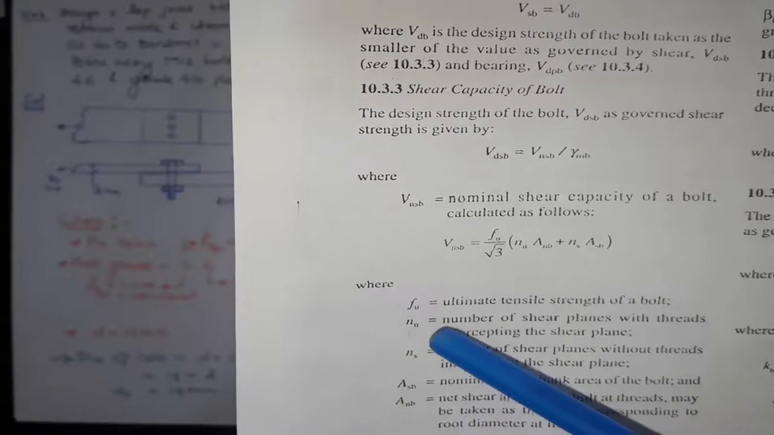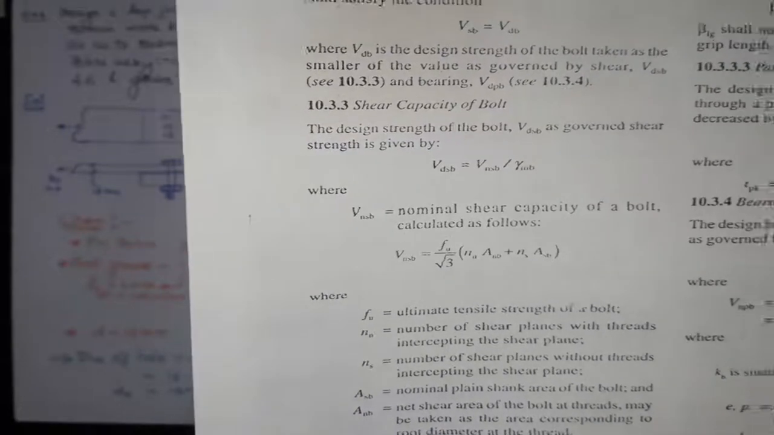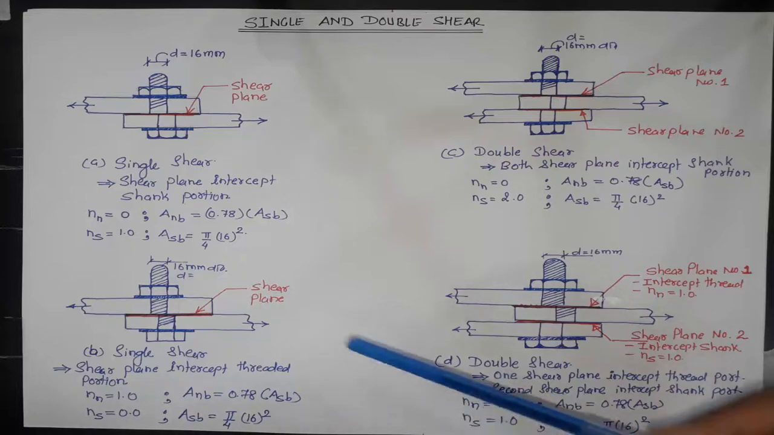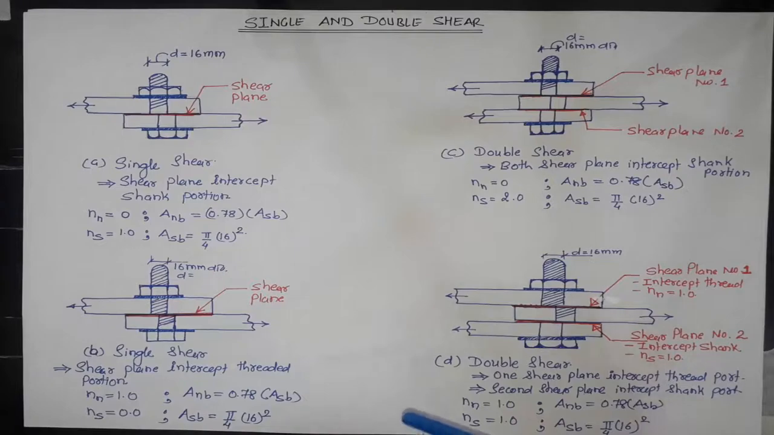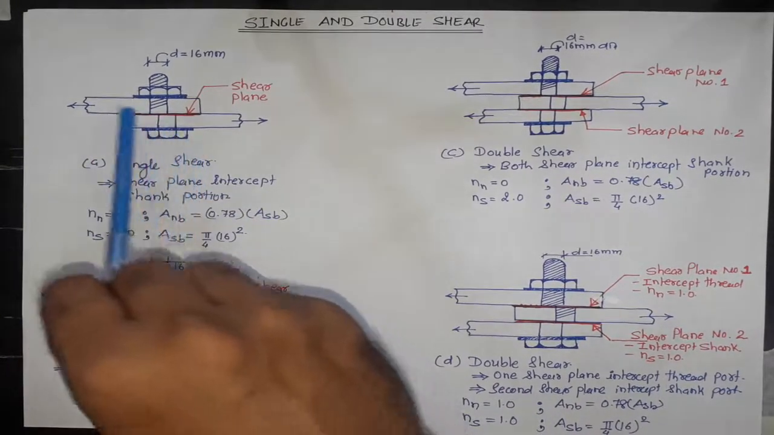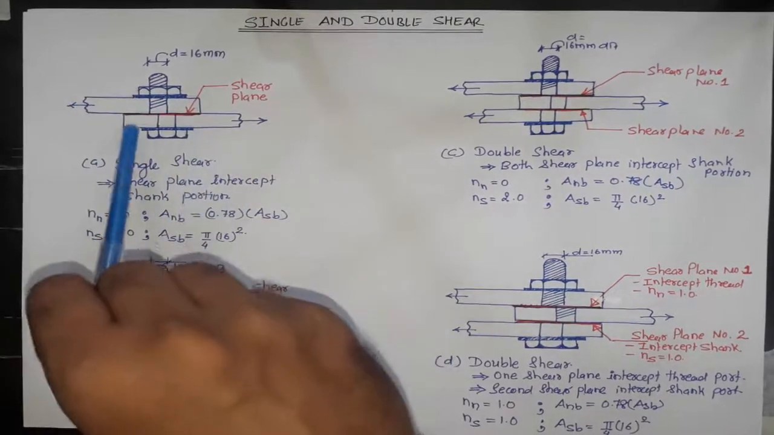Let's see this NN, NS, ASB and ANB in detail. Let's develop a thorough understanding about the shear plane interception and single and double shear. In this figure A, we are having two plates having a tensile force in opposite directions.